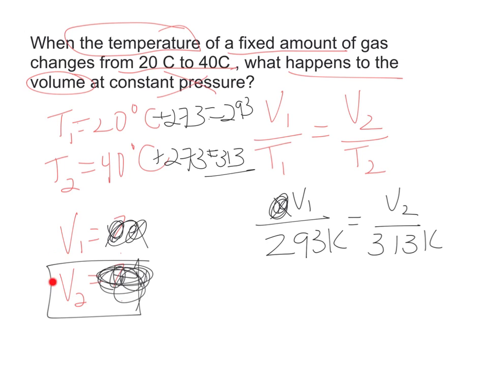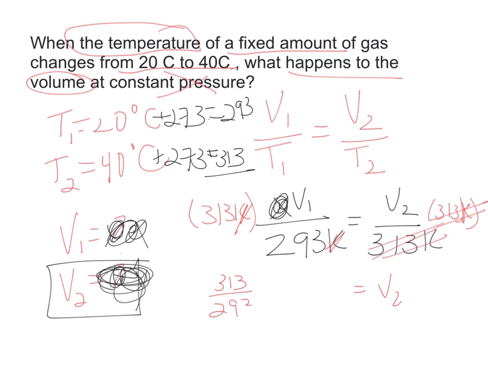What I'm trying to find out is V2, so I want to solve for V2. I need to have V2 alone, which means I'm going to multiply both sides by 313K to get rid of it in the denominator here. Over here, the 313K cancel, so I'm left with V2, which is what I want to know. On the other side, only the K's cancel, so I'm going to cross them out. And I'm going to have 313 over 293 multiplied by V1 equals V2.